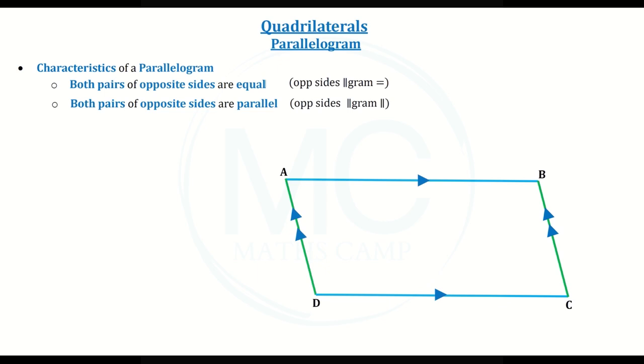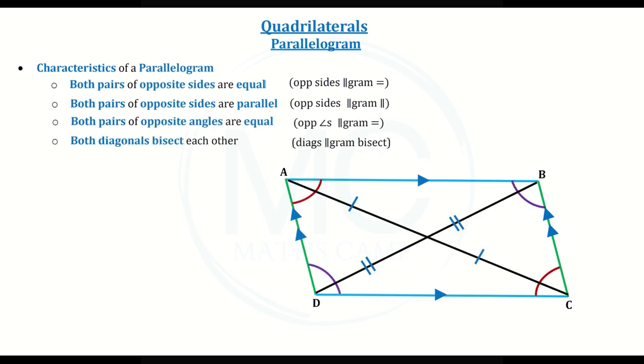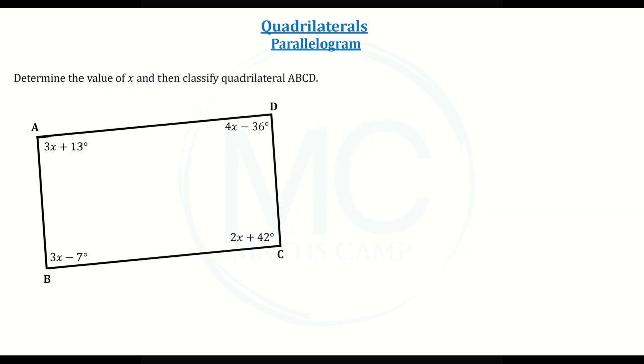Both pairs of opposite angles are equal. And the diagonals bisect each other. Also, just like all quadrilaterals, the interior angles add up to 360 degrees. Let's look at an example.